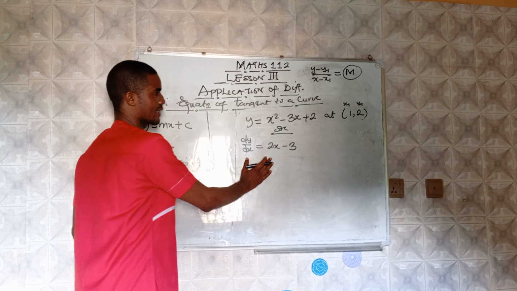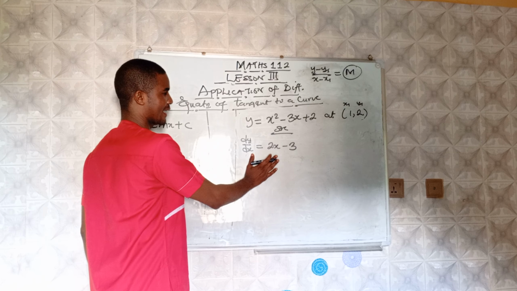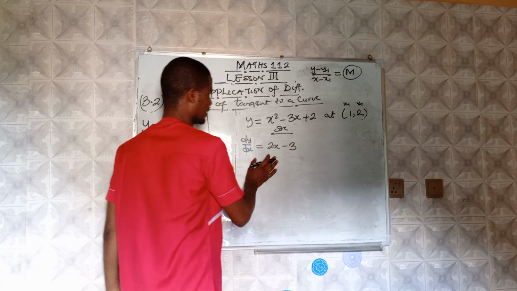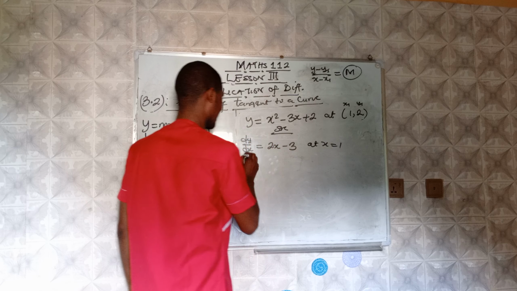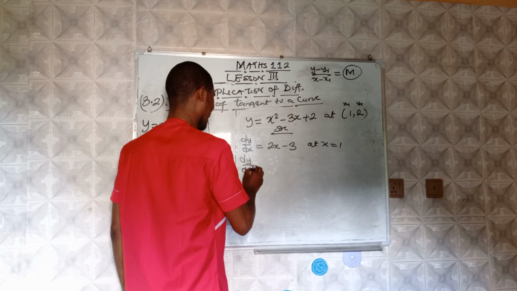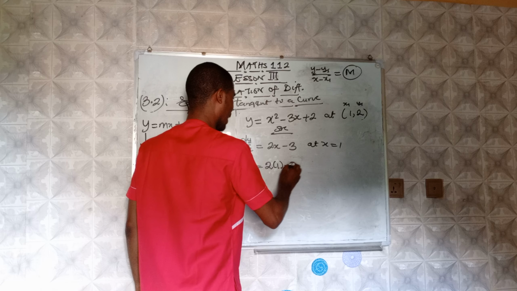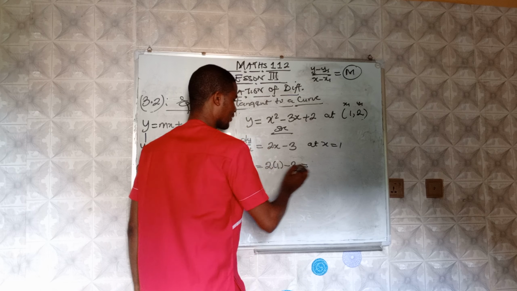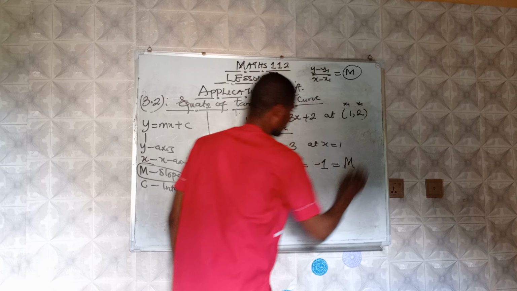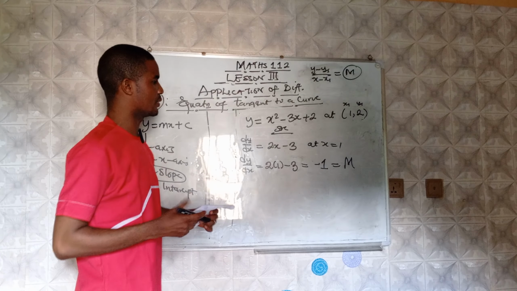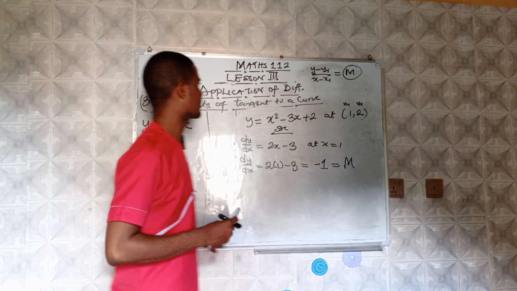This is my dy/dx: 2x minus 3. Then at x equals 1, I'll have my dy/dx to be 2 into 1 minus 3, which will give me minus 1, which becomes my what? Slope. I've got my slope, m equals minus 1.